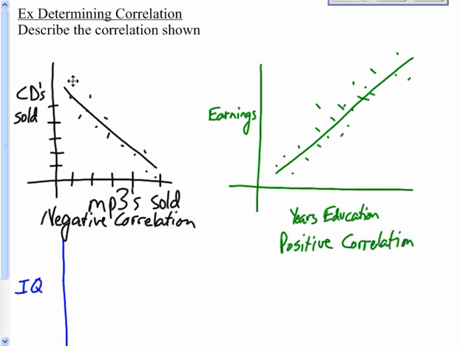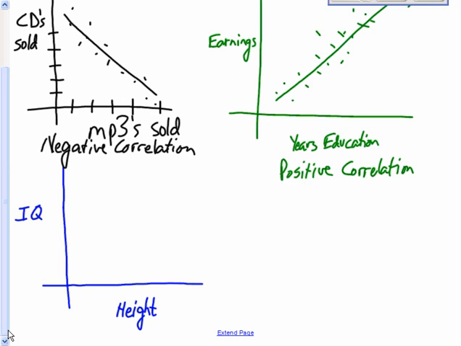And finally, let's look at height to IQ. Is there any correlation between the height of a person and their IQ? I say, of course not. That's silly. So that's no correlation there.